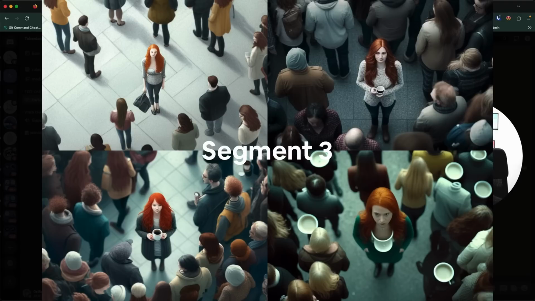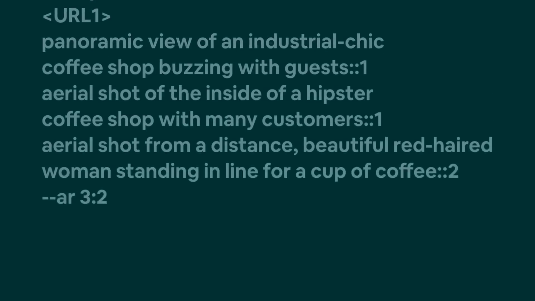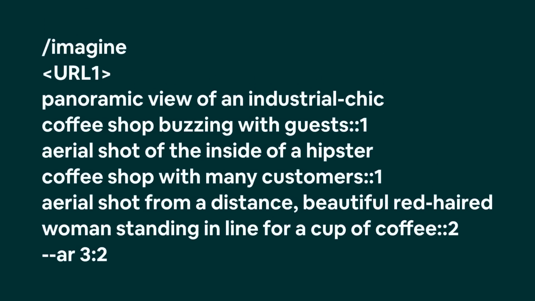So if we summarize our full multi-prompt, it'll look a little bit like this. Imagine, and then we start off with our Carla image reference, panoramic view of an industrial chic coffee shop buzzing with guests. That's our first segment. Then aerial shot of the inside of a hipster coffee shop with many customers, and that's our second segment. And our third segment is aerial shot from a distance, beautiful red-haired woman standing in line for a cup of coffee.